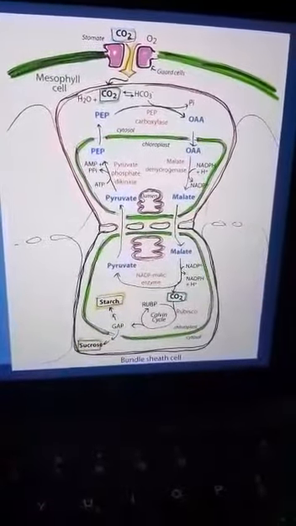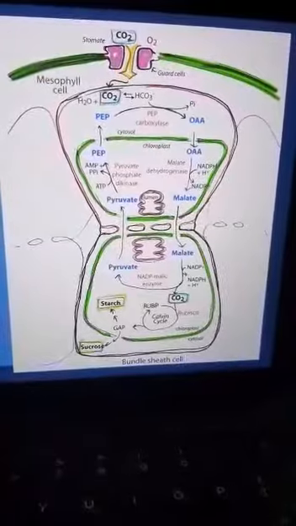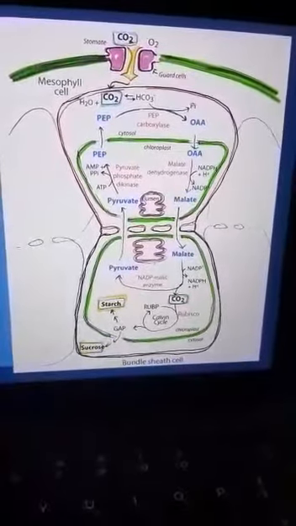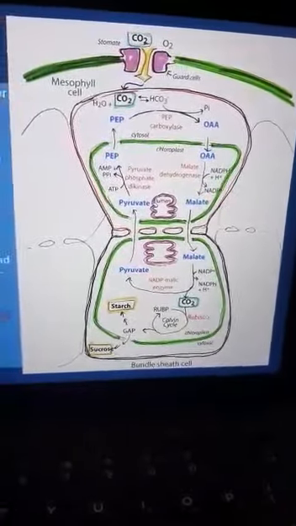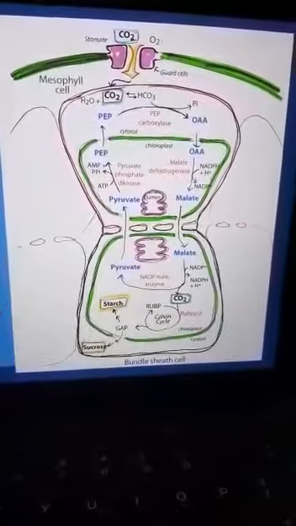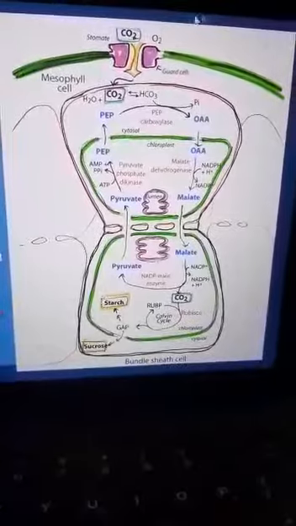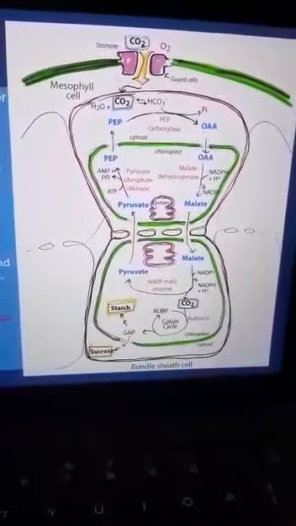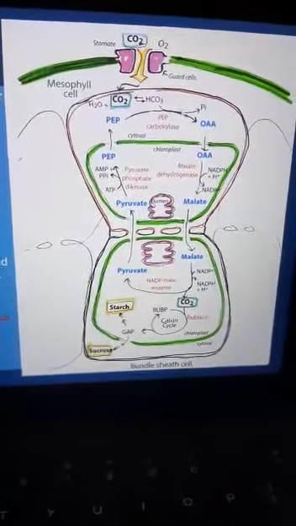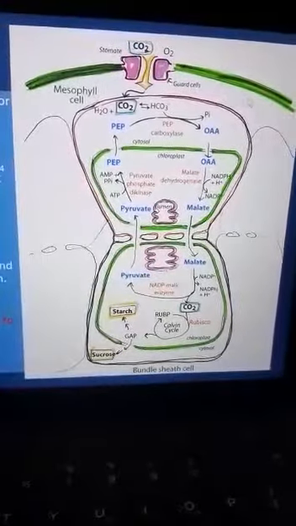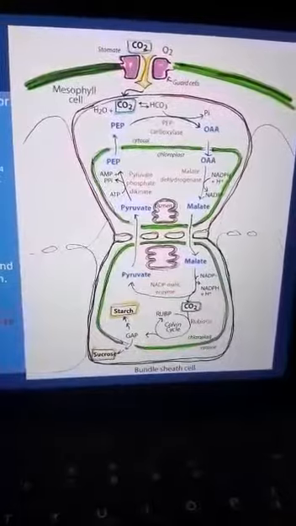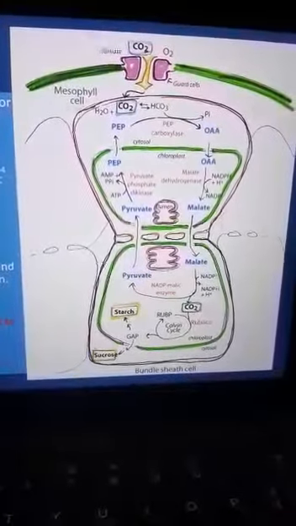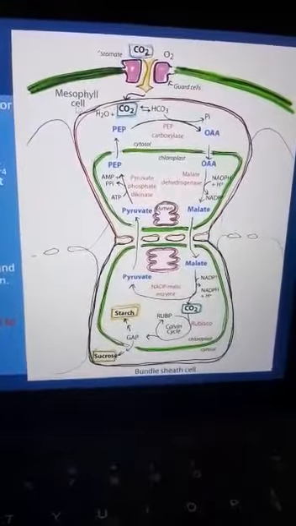Why is it called a C4? I will first describe the C4 pathway. This is the leaf of this plant. This pathway takes place within two cells. The first part of this pathway takes place here within the mesophyll cells.